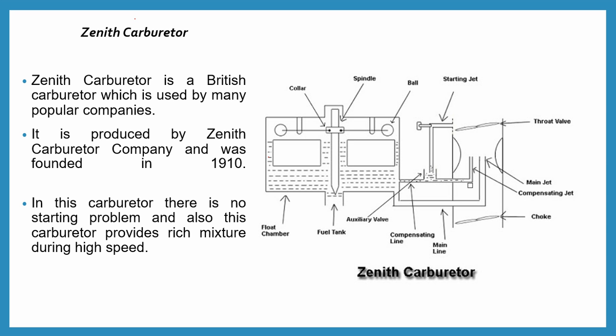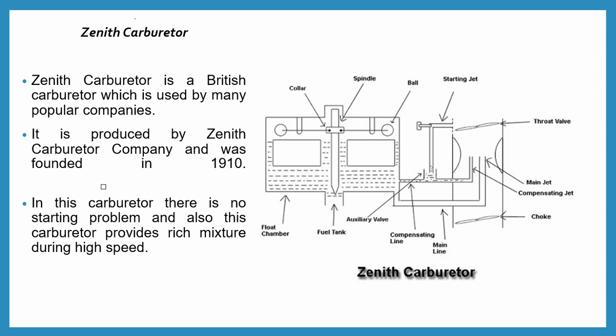From here the fuel is connected here. This is the compensating jet, fuel comes here, and this is the main jet. That's why it produces a rich kind of mixture. This is the throttle valve and the choke is available. This type of carburetor is basically called a Zenith carburetor, which was produced by the Zenith Carburetor Company in the year 1910.